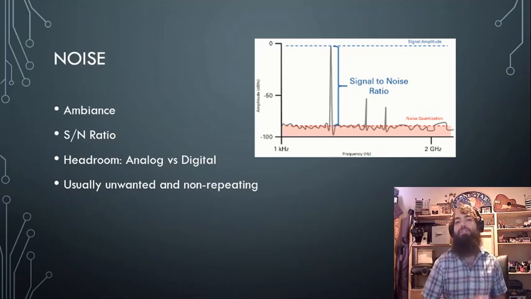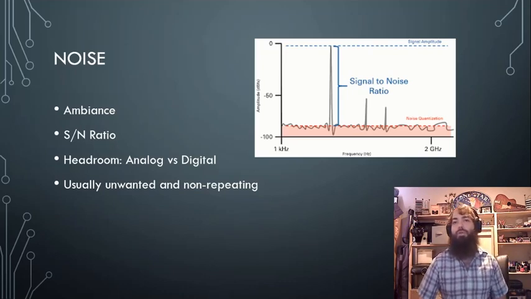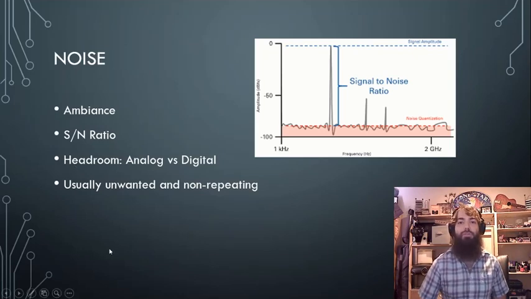Analog itself has its own noise floor, and it has a lower headroom, so thusly it actually has quite a bit more noise in it. But it has that classic sound. Noise, again, it's usually unwanted and sometimes non-repeating, and we just want to do our best as audio engineers to keep it to a minimum.